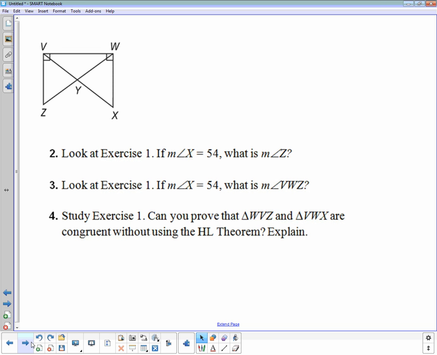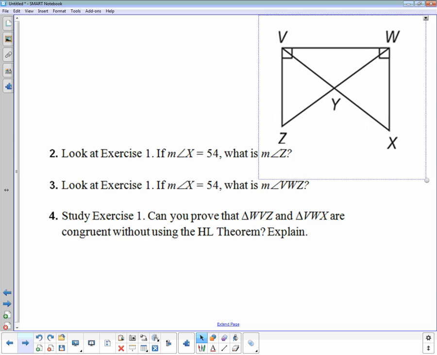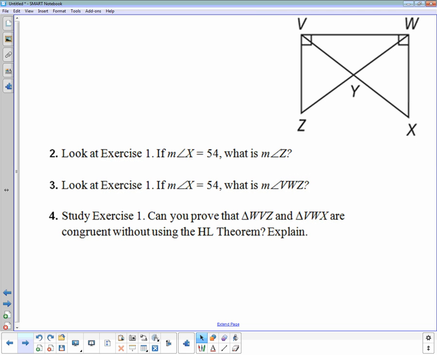All right, so questions 2, 3, and 4 use the same picture, so I just took the picture out for this slide. All right, if x is 54, what is angle z? Because it corresponds to, yes, this is the measure of angle z equals 54 degrees.